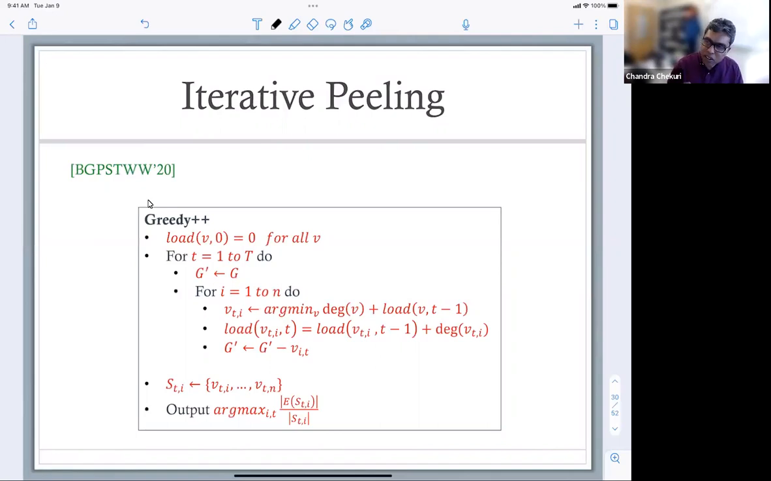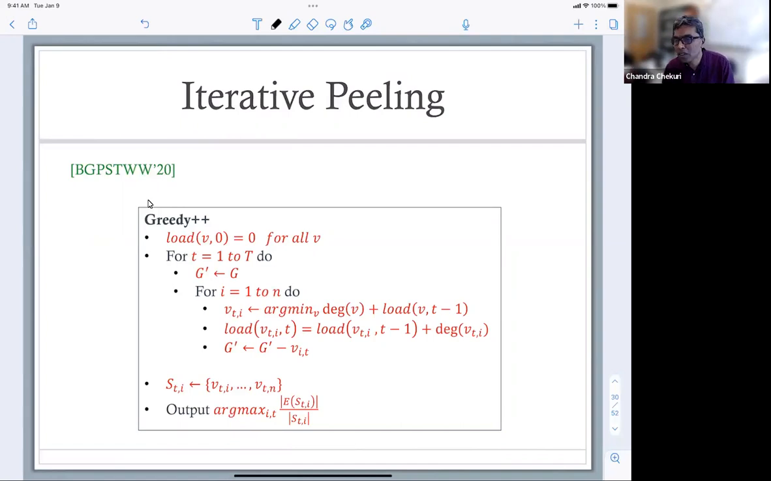It's like you do the peeling many times, iteratively, and you take the best among all the iterations you run the algorithm. So in each iteration you are changing how you peel the vertices. And how do you do that? You maintain something called load, and it's well motivated, but it will become clearer later. So initially the load of every vertex is 0.